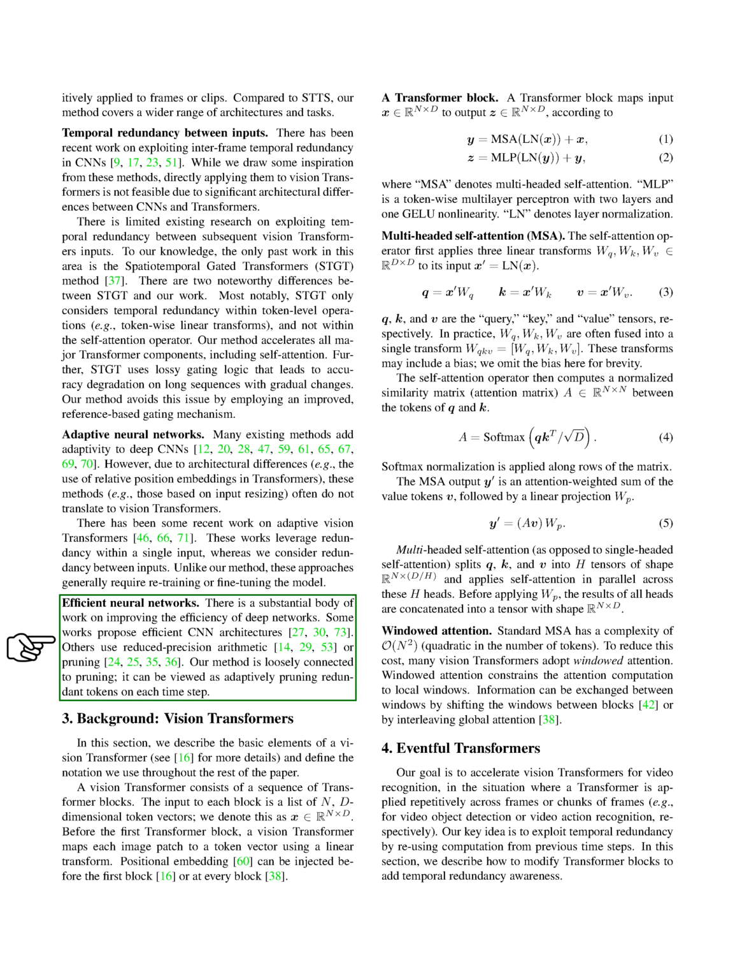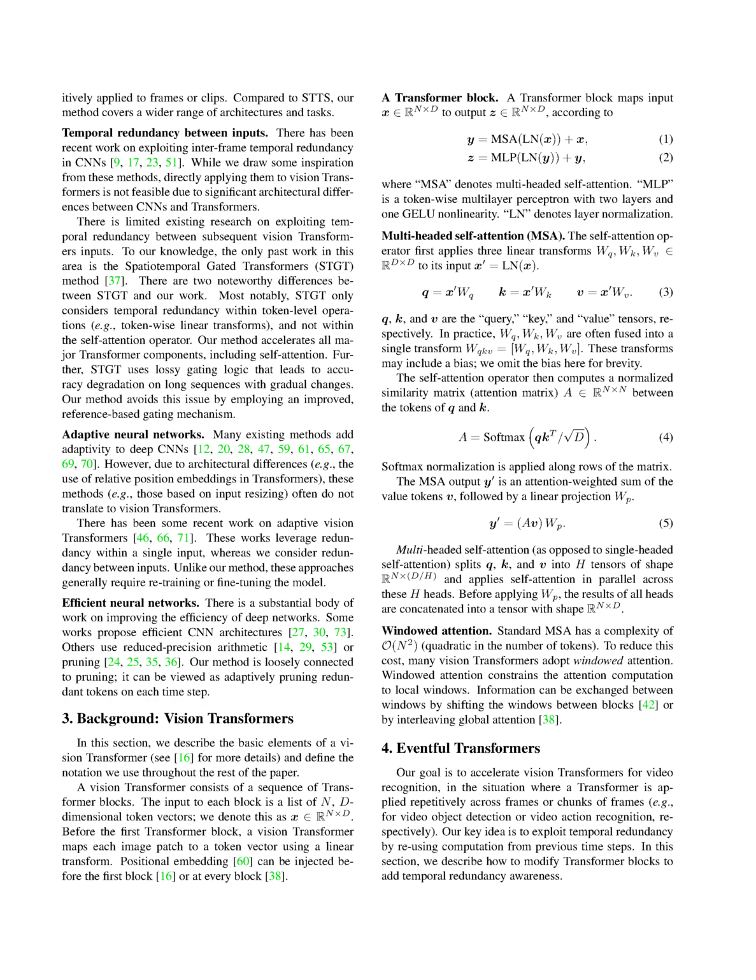Finally, there's a substantial body of work on improving the efficiency of deep networks. Some propose efficient CNN architectures, while others use reduced precision arithmetic or pruning. Our method is somewhat related to pruning. It can be seen as adaptively pruning redundant tokens at each time step.